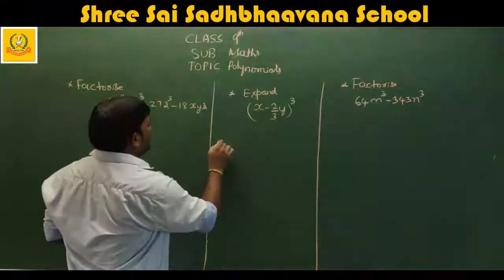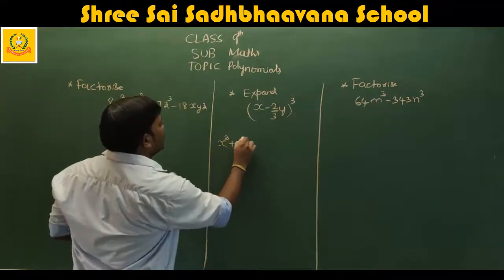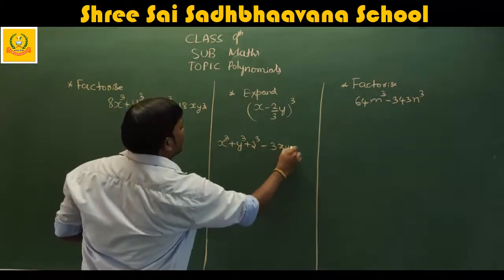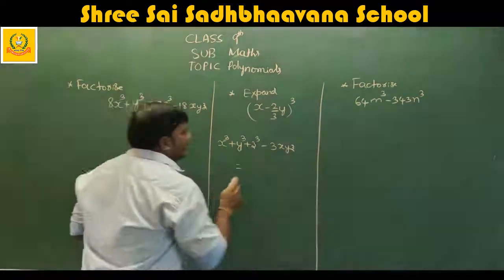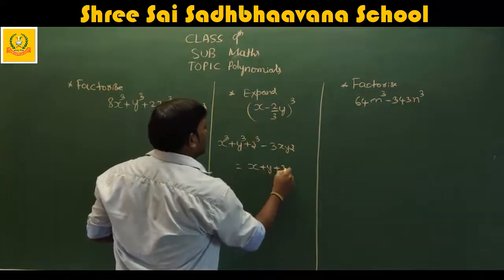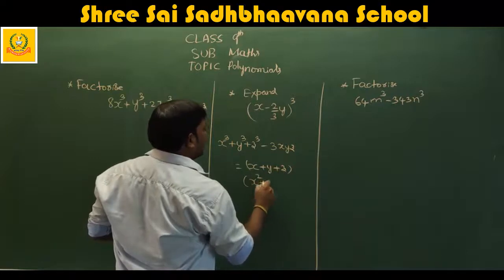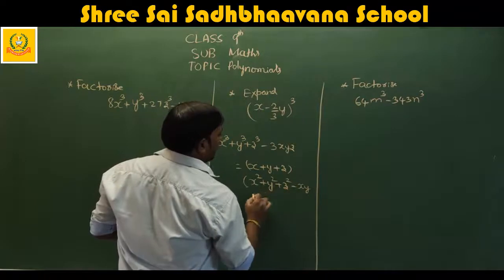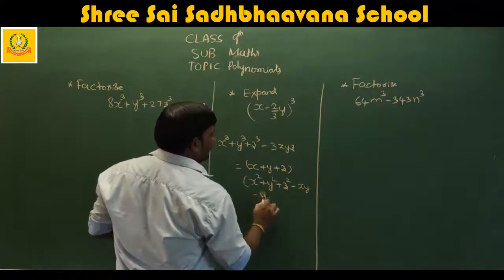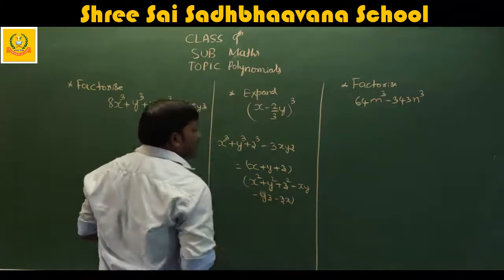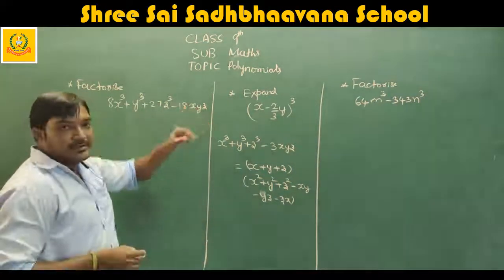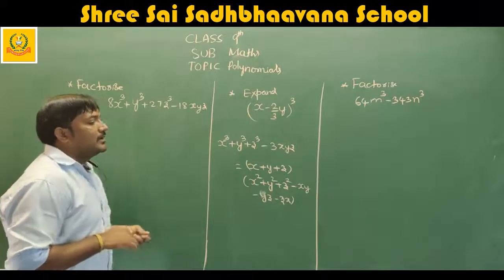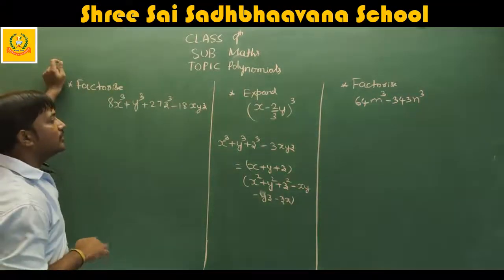What is that? x cube plus y cube plus z cube minus 3xyz is equal to x plus y plus z into x square plus y square plus z square minus xy minus yz minus zx. This was the last identity we discussed in the previous class. I think I just explained this identity also.